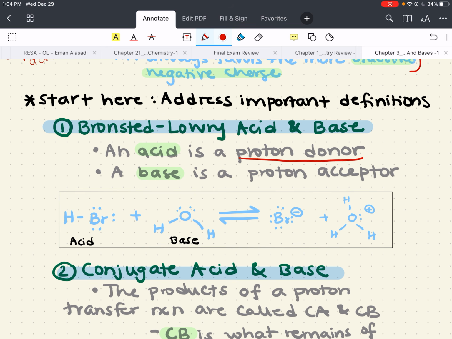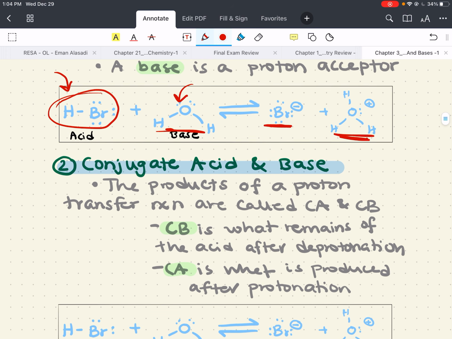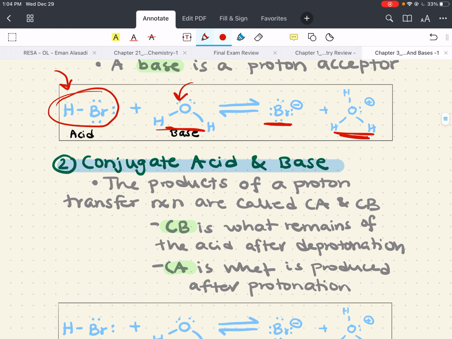Whenever you see a molecule with a hydrogen, and in the product it has lost that hydrogen, that is going to be acting as your acid. And whatever molecule you see in your reactants and then in your products has gained a hydrogen, then this will be acting as your base. Water is interesting because it can act as an acid or base.